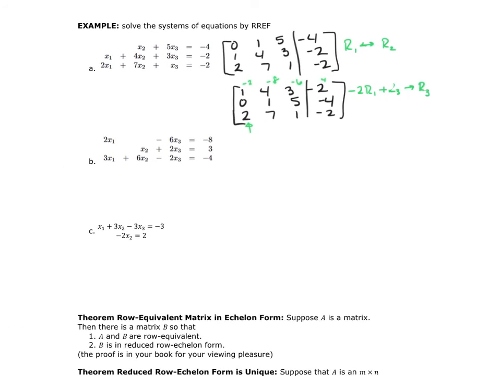And so with our second one, what we're going to do again is throw this into a matrix, and it's going to be 2, 0, negative 6, negative 8. Anytime you have a variable missing, you're going to put a 0 as a placeholder. 0, 1, 2, and 3. 3, 6, negative 2, negative 4.